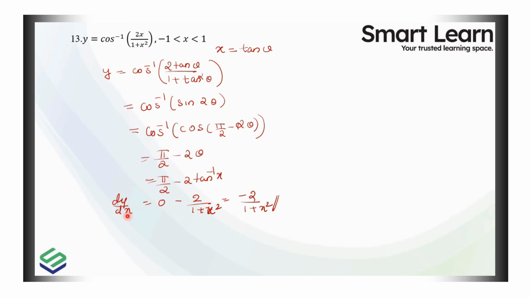Now differentiate with respect to x. Derivative of pi by 2 will be 0. Minus 2 times the derivative of tan inverse, which will be 1 by 1 plus x square. So the answer is minus 2 by 1 plus x square. So we have completed the derivative of inverse trigonometric and implicit functions.